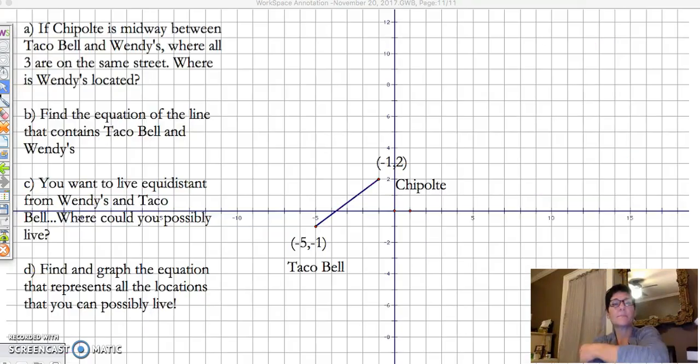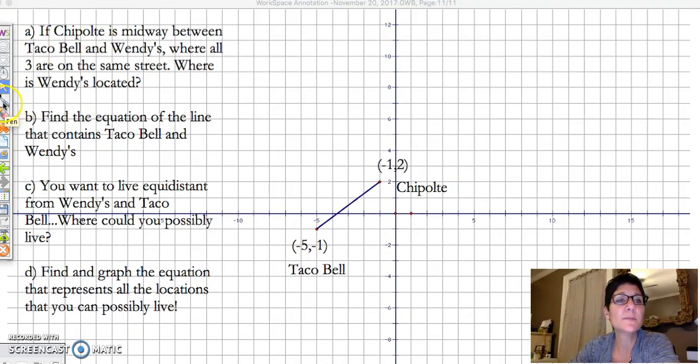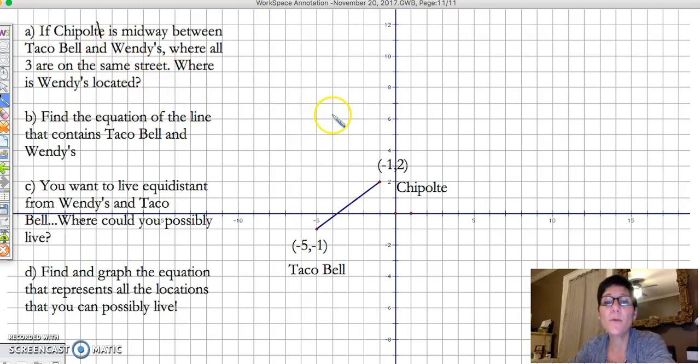I'll be right back. All right, so we had the Chipotle. Oops, I forgot the L. I know somebody called me out for that. The L in there should be a little L right there. Let me change that. It should be an L. Chipotle is midway between the Taco Bell and the Wendy's, where they're all on the same street. Where is Wendy's located? If that's the case, that means Chipotle must be the midpoint, right?